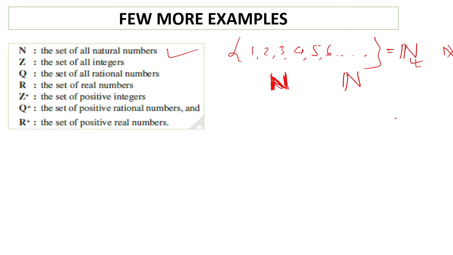Next, Z means the set of all integers, so you will write it like this: minus 3, minus 2, minus 1, 0, 1, 2, 3. These are the set of integers. The set of rational numbers, you cannot write like this. The set of rational numbers, then the set of real numbers. These are also sets, a collection. These are fixed for you, fixed for me.